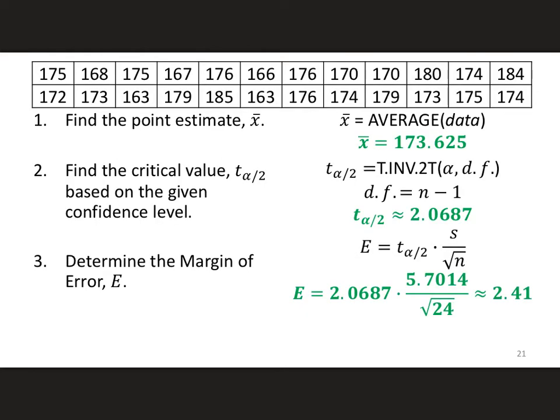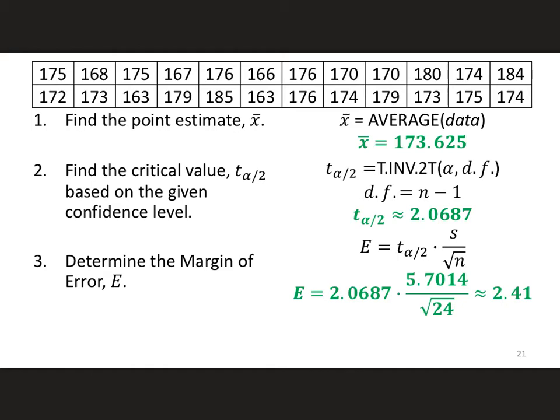Because you're given the data here, you're going to have to put this data into Excel and then do equals average and select the data to find that point estimate x bar. And then you're going to find that critical t value. So remember, you're going to use T.INV.2T, the alpha, and then the degrees of freedom.